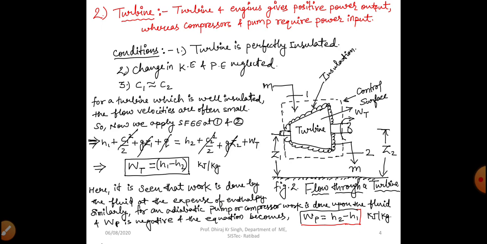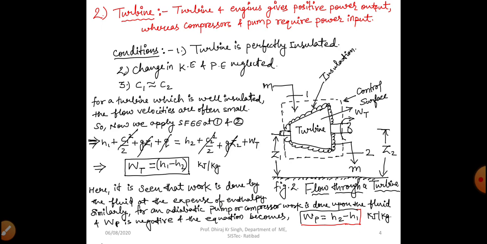So similarly, for an adiabatic pump or compression, work is done upon the fluid, and WP is negative. We have already studied earlier that power producing devices are the devices which produce positive work, and power absorbing devices are the devices which are consuming work. So when a device produces work, its work is denoted as positive, and when a device absorbs work, its work is denoted as negative. So for pump and compressor, this is negative work.